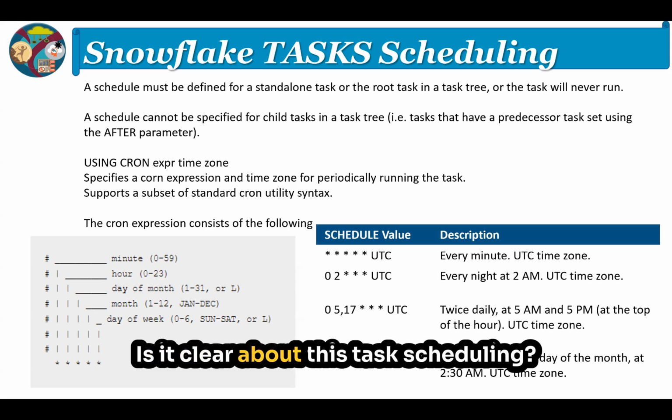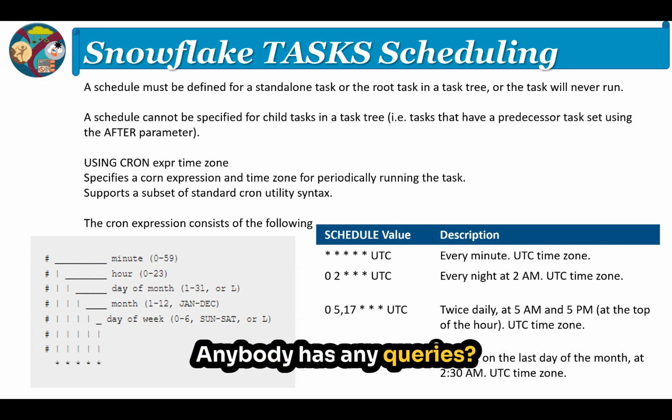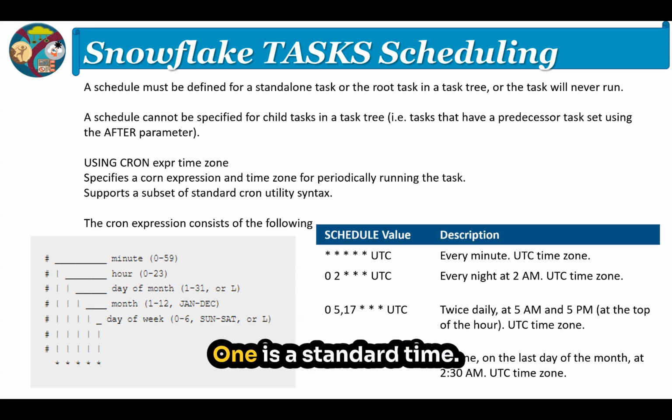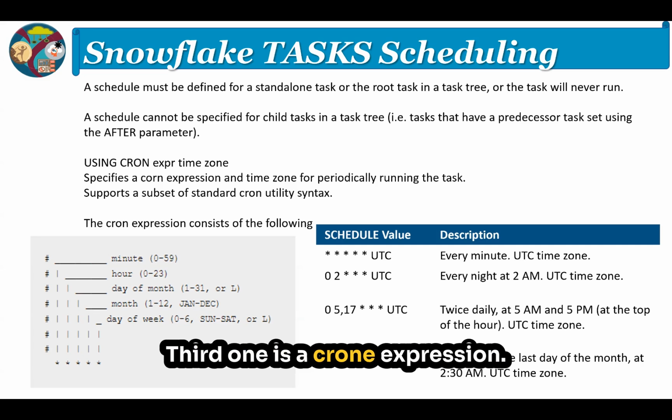Is it clear about this task scheduling? Does anybody have any queries? You can schedule the task in two ways. One is standard time, where you define the minutes. The other is a cron expression, and these are the parameters we'll use for the cron expression. Yes, somebody is saying something.